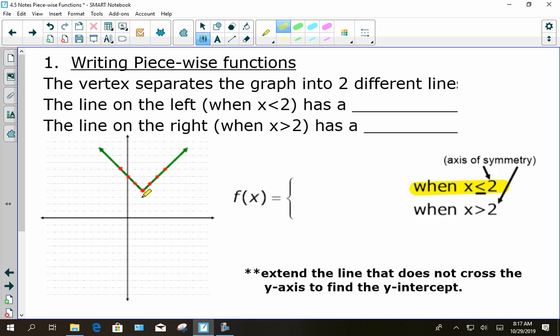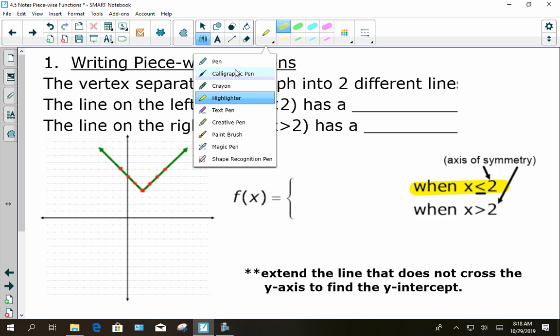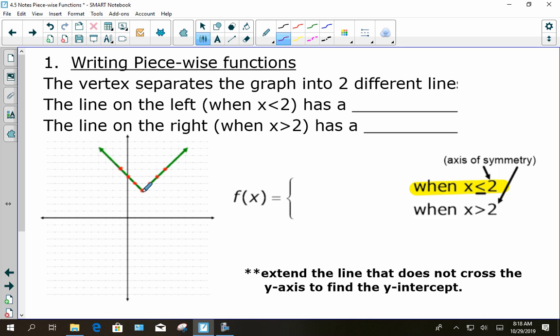Well, your axis of symmetry is where your vertex is. That's why it is x equals 2. Well, we're not going to write x equals 2 for this. We're going to write x is less than or equal to 2, and x is greater than or equal to 2. X is less than or equal to 2 this way. See, that's where x gets smaller than 2.